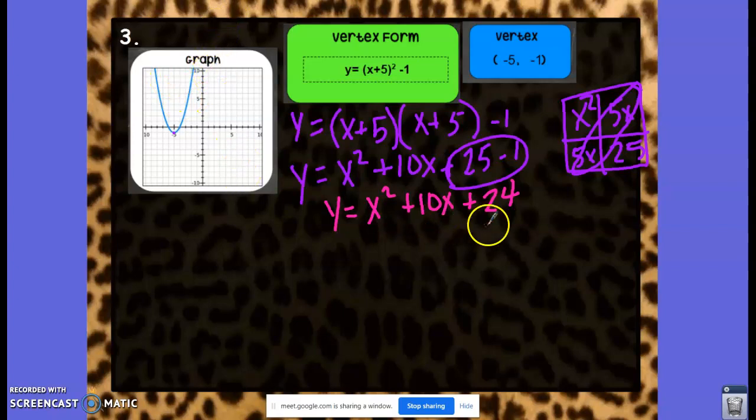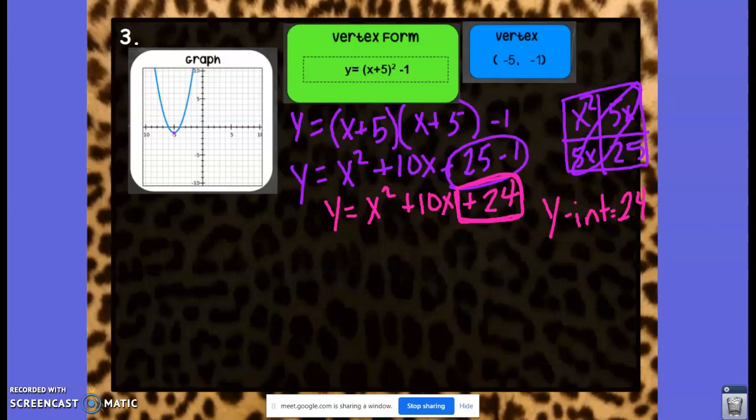Looking at the graph, you cannot see your y-intercept because the graph continues really high up here. But a trick to understanding your standard form equation is that your c value is always your y-intercept. So our y-intercept in this case is 24, positive 24. So every time you have standard form, you already know your y-intercept.